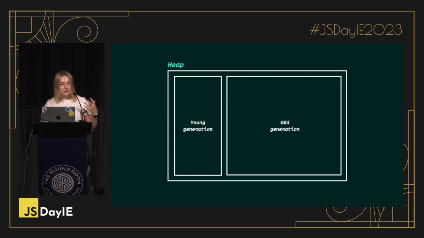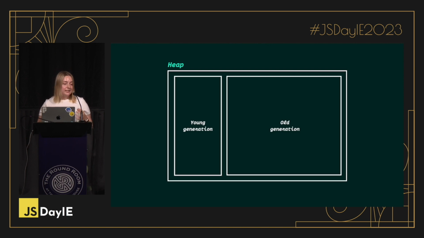V8 follows what is called the generational hypothesis, which sounds depressing, but it means that most objects die young. What it means is that objects are allocated and almost immediately become unreachable. And if you look at the way you write your code, you can see those patterns in real life. You have a function, you declare an object that is used one time temporarily, then you return something, and this object is not needed anymore.